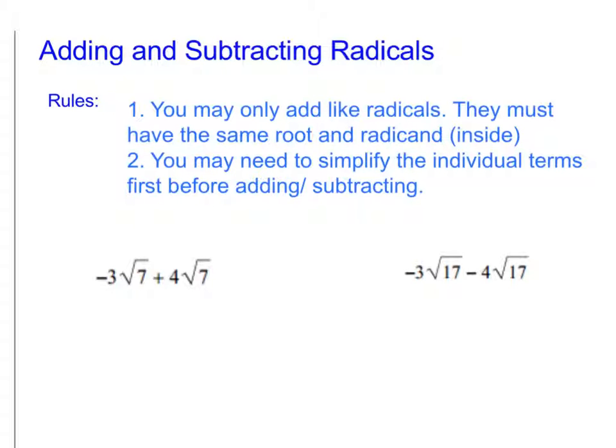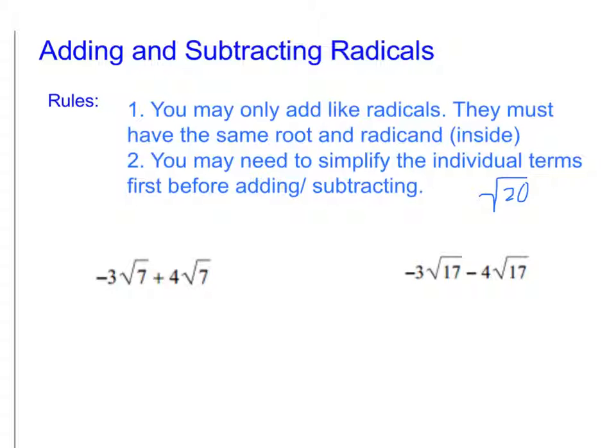All right? The second rule is that you may need to simplify them. Like they may be like the square root of 20, which can be simplified further before you can add or subtract them. All right? So with those rules together, let's look at a couple of examples. So you can see this down here. I have negative 3 times the square root of 7 plus 4 times the square root of 7.